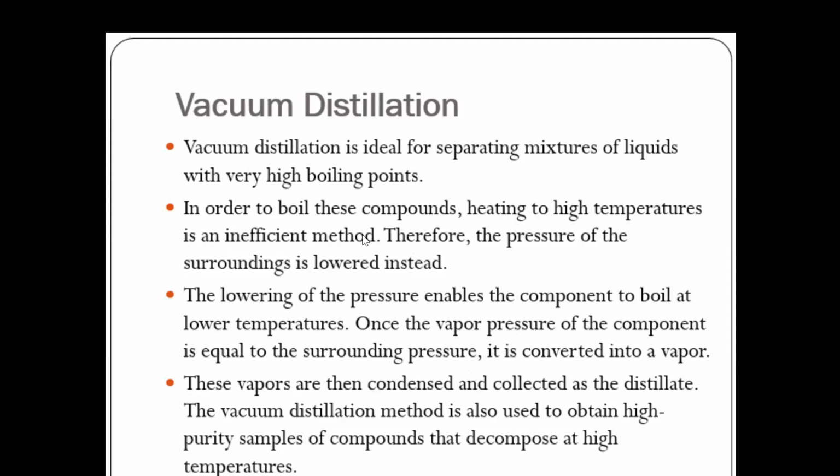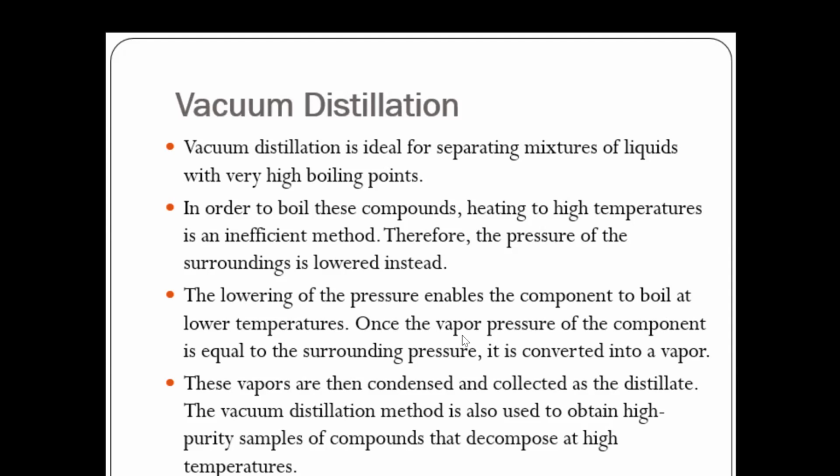Vacuum distillation. Vacuum distillation is ideal for separating mixtures of liquids with high boiling points. So for high boiling points, you will use vacuum distillation. In order to boil these components, heating to a high temperature is an inefficient method. Therefore, the pressure of the surroundings is lowered. Lowering the pressure enables the component to boil at a lower temperature. Once the vapor pressure of the component is equal to the surrounding pressure, it is converted to vapor.